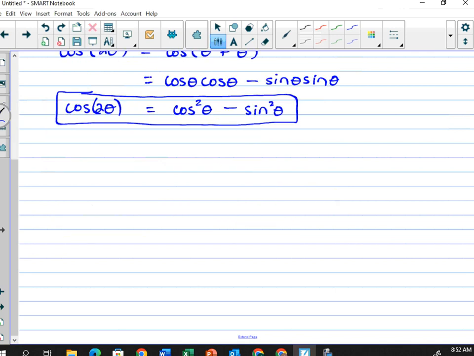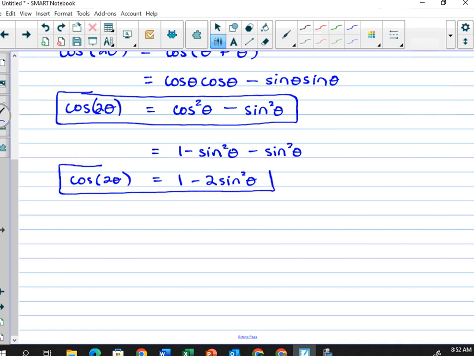Now, there are other ways you could write the cosine 2 theta formula just because of substitutions we could do. So let's just write a couple of those. Would you agree that cosine squared is 1 minus sine squared? And then I have another minus sine squared at the end here. So this is another version of it, 1 minus 2 sine squared theta. Exactly.